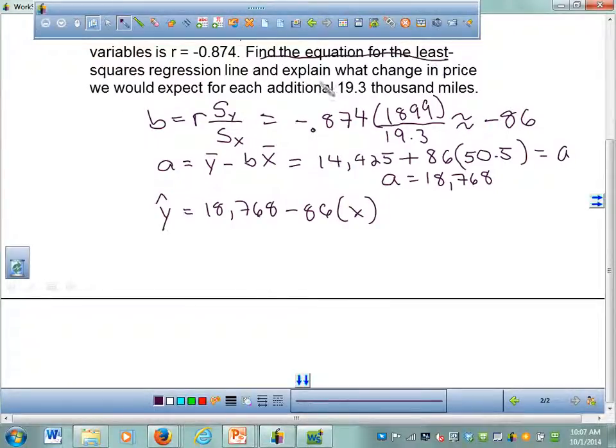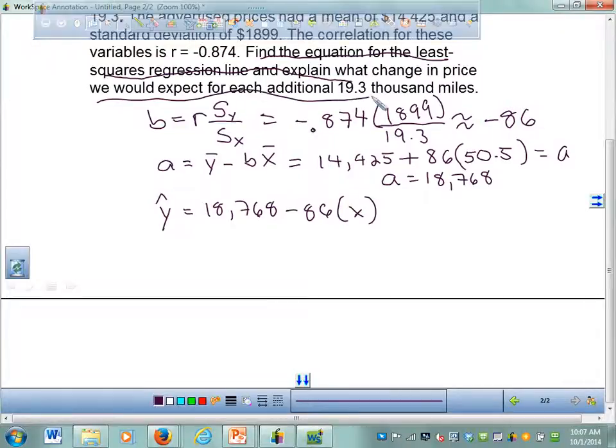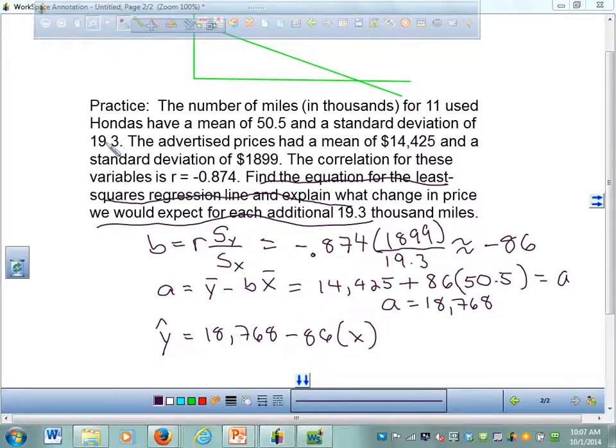Find the equation for the least squares regression line and explain what the change in price we would expect for each additional 19.3 thousand miles. So 19.3 thousand miles corresponds to one, what? Look back up here. What's 19.3? It's one standard deviation in the x, okay? So they want to know, when you have one standard deviation in the x, how much does the y change by? So all you do is you take r and you multiply it by s sub y, which is the standard deviation in the y.